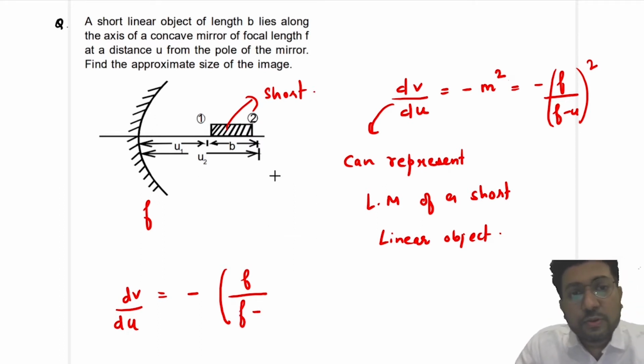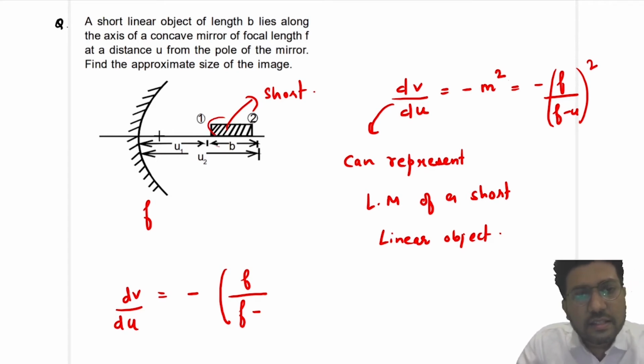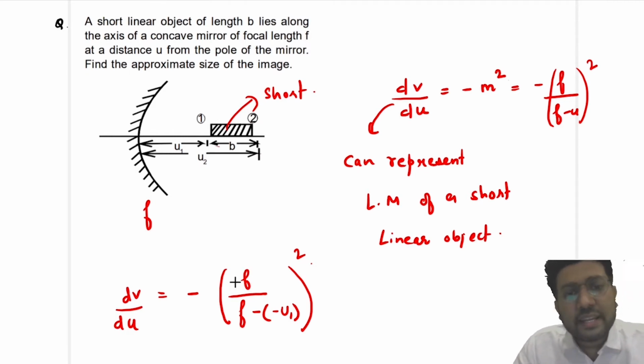Now what is u? What I will write here is the average value, because this b is very small, so I will assume that this average distance is u1 only. You can write it as u1 or u2 also, because b is very small, so u1 is nearly equal to u2. So I'll write f minus u1, right? Because I put u1 with proper sign, you have to put f also with proper sign. Suppose f is given as 20, then you will put f as minus 20 because it is a concave mirror.